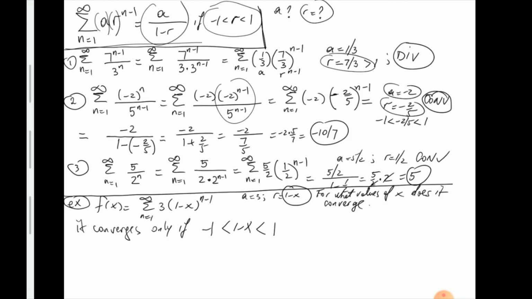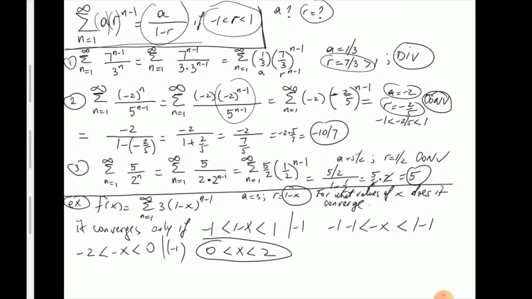So we can subtract 1 from all sides. So minus 1 is less than minus x less than 1 minus 1. That gives me minus 2 less than minus x less than 0. And if I multiply by negative 1, that reverses the direction of the inequality. That's going to be 0 less than x less than 2. So the way you wrote this, it means that this function exists, or this is convergent, only if x is between 0 and 2.